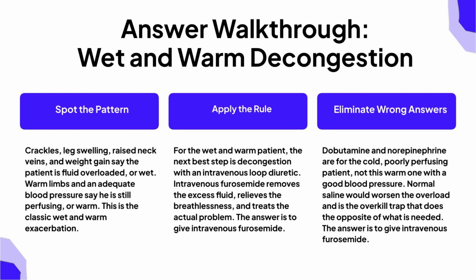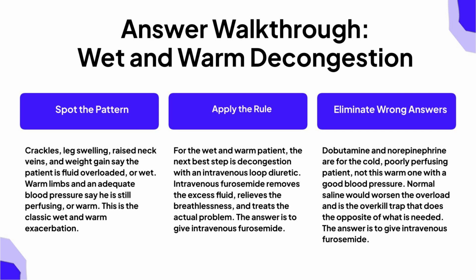Next, apply the rule. For the wet and warm patient, the next best step is decongestion with an intravenous loop diuretic. Intravenous furosemide pulls off the excess fluid, relieves the breathlessness, and treats the real problem. So the answer is to give intravenous furosemide.